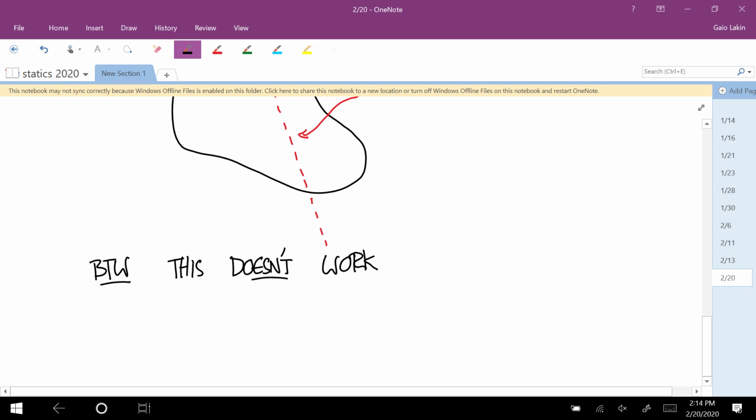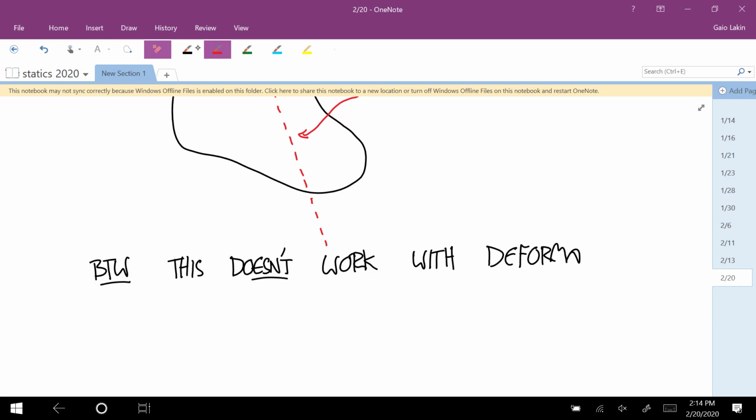So if you're not considering an object as rigid, then you can't make this substitution. Let me give you sort of an idea of why that is. It doesn't work with deformable bodies.